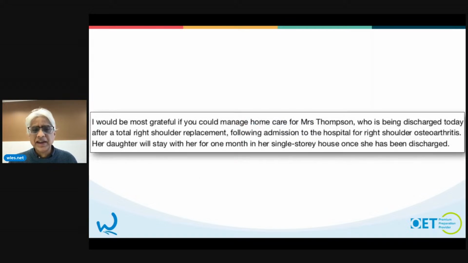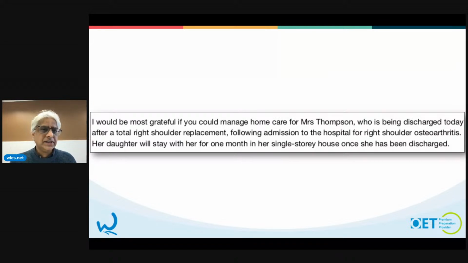I would be most grateful if you could manage home care for Mrs. Thompson, who is being discharged today after a total right shoulder replacement following admission to the hospital for right shoulder osteoarthritis. Her daughter will stay with her for 1 month in her single-story house once she has been discharged.